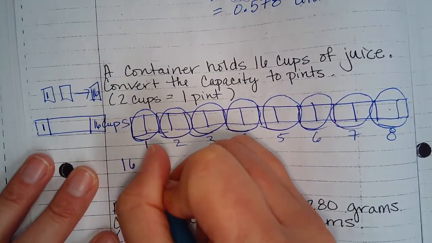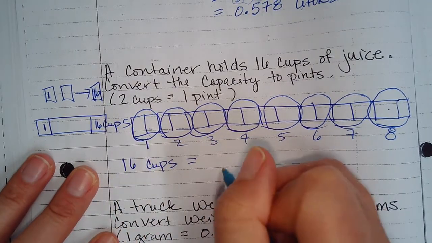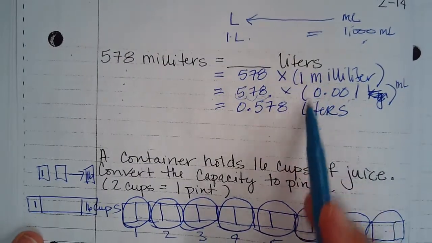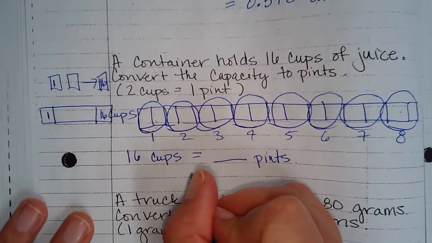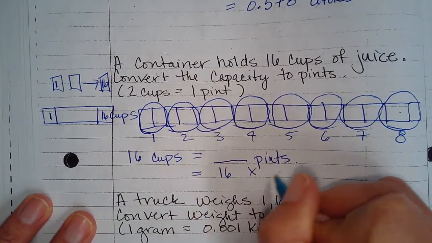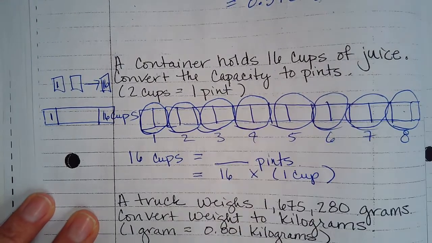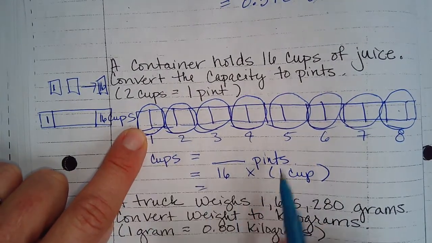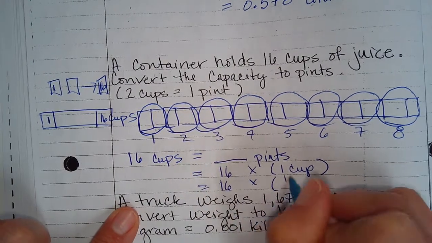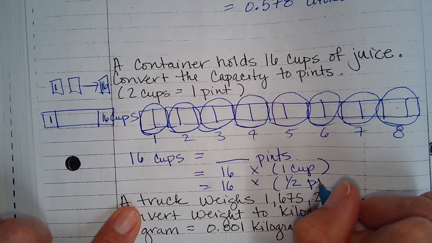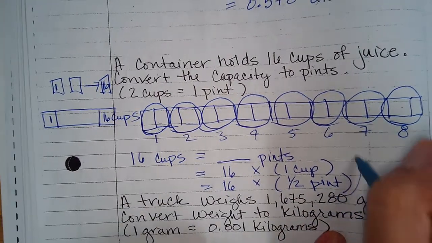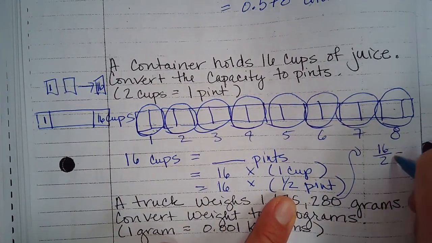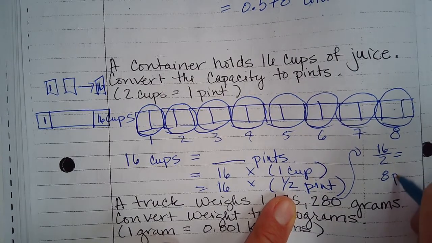Yeah? Or we could, let's go back to our equation. Let's go 16 cups, and we're trying to find out how many pints. So we're taking it back to what we've been learning. Now we can go 16 times 1 cup, and then we know that 1 cup is half of a pint. So 16 times a half of a pint. I'm going to bring it up over here. So 16 times 1/2, which gives us 16 halves, which gives us 8 pints.